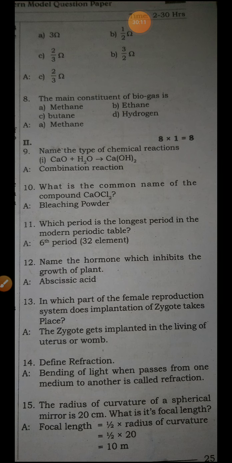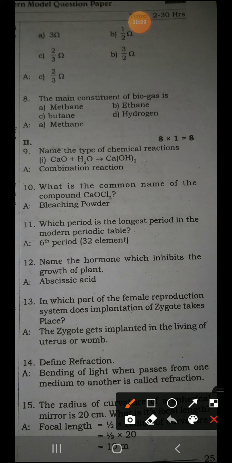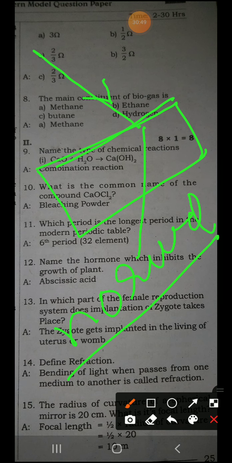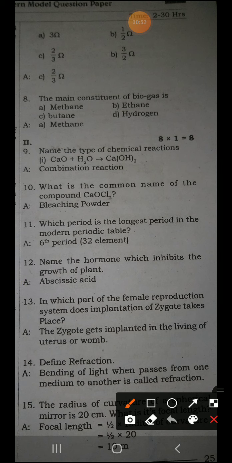Next, the 14th question: define refraction. The bending of light when it passes from one medium to another is called refraction. Reflection is different, refraction is different. Suppose this is glass and this is air. When light travels from air and passes through the glass, it bends towards the normal. And why does this bending occur? Due to refraction.